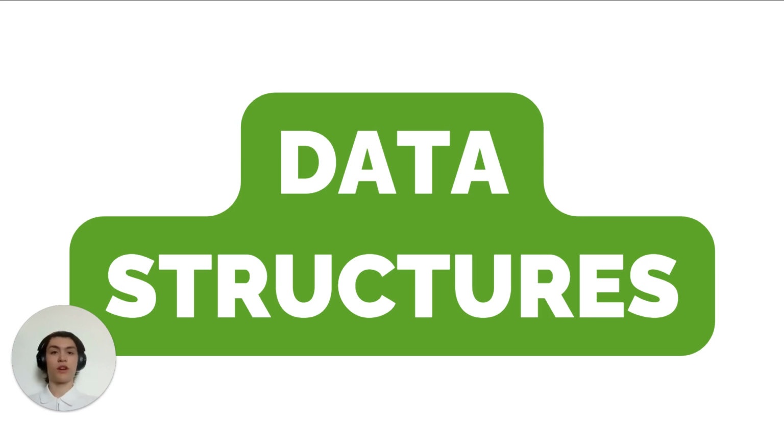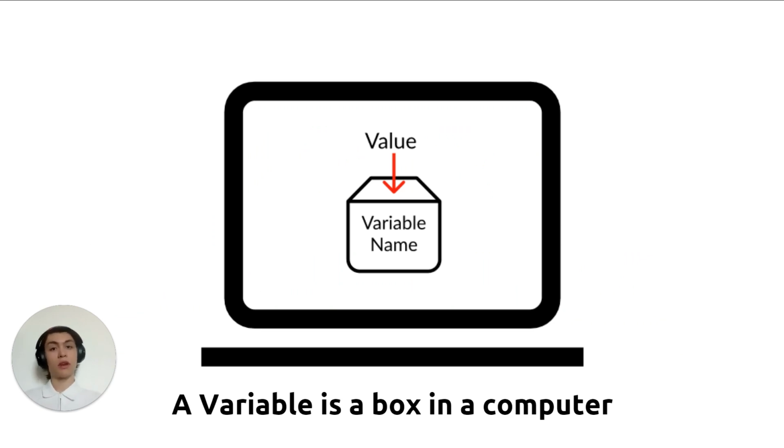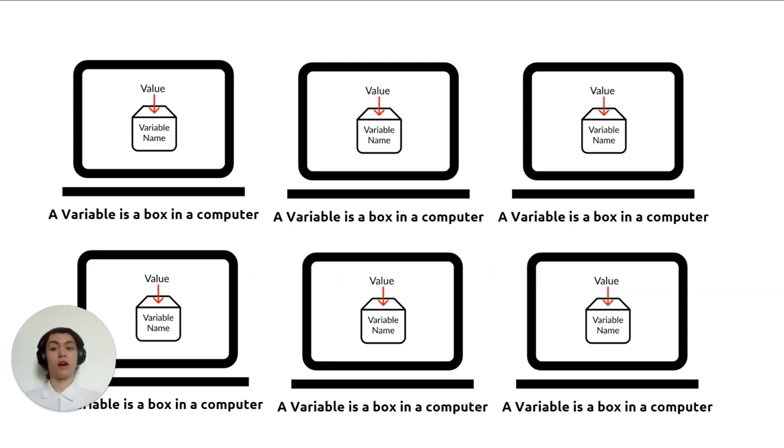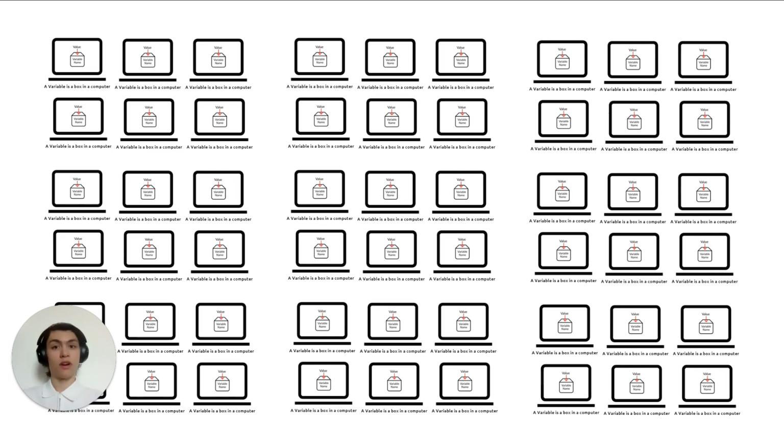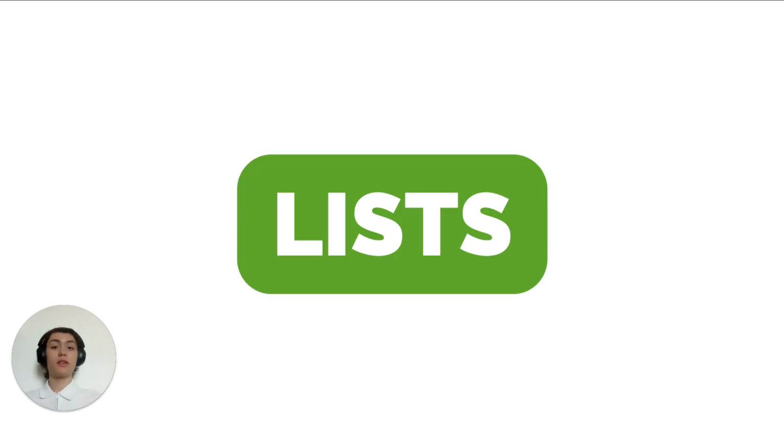Then the third concept, data structure. We study how a variable is a box in a computer and allows us to store information. But then in a computer, you often want to work with a lot of variables, much more variables. So here we can introduce data structures. The simplest data structure is called a list. A list is simply a shelf of variables.